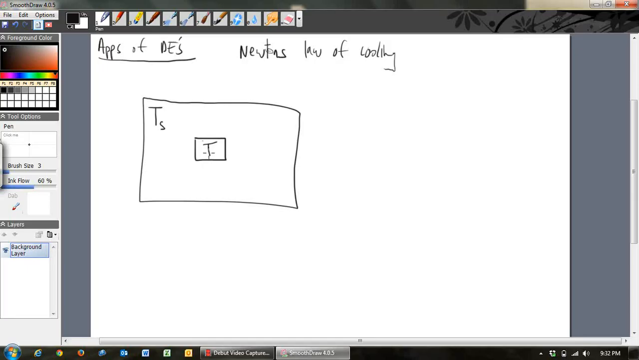It's going to cool down that cup of coffee, and what Newton's law of cooling says is that it will cool down proportionally to the difference between these two temperatures. In other words, if there's a massive difference, it'll cool down much faster than if there's only a small difference. If this was 100 degrees and the surrounding temperature was negative 100 degrees, that would cool down very quickly. But if this was 21 degrees and the surrounding temperature was 18 degrees, it cools down very slowly.